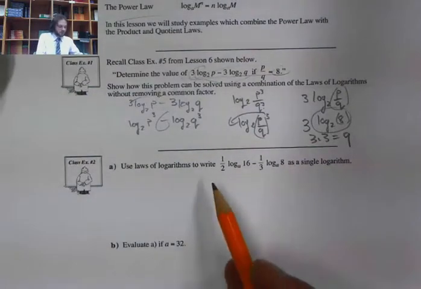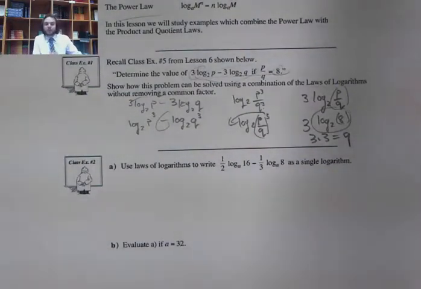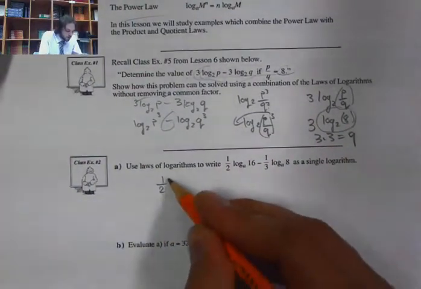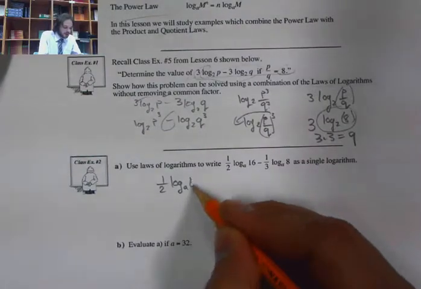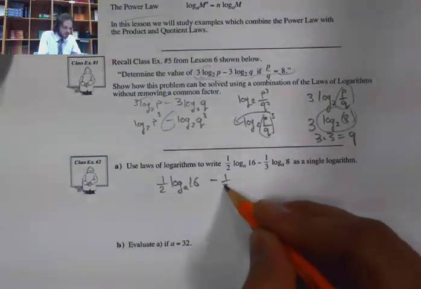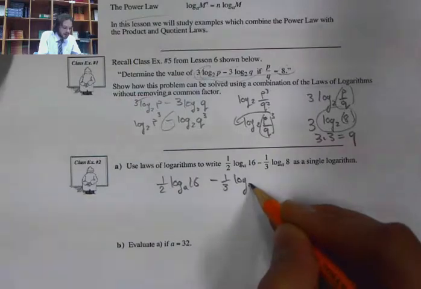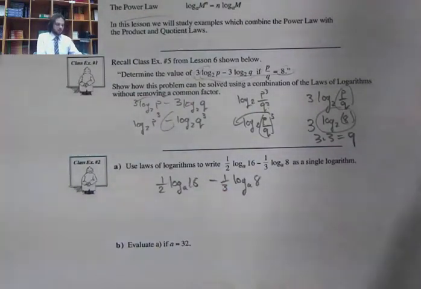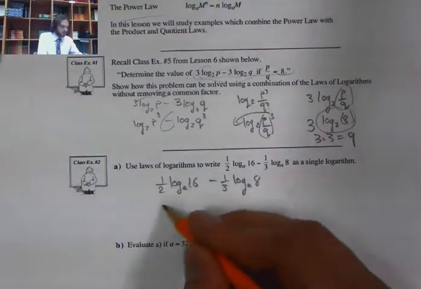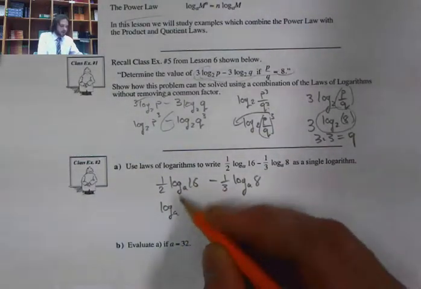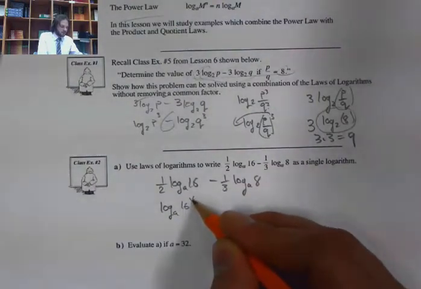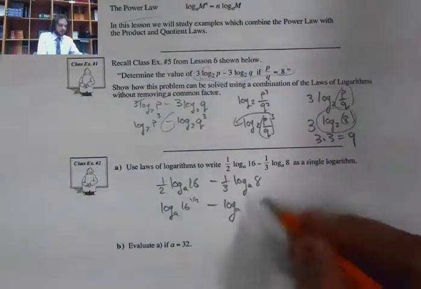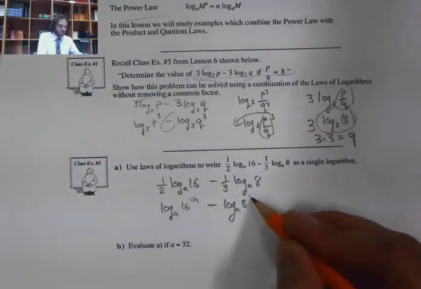Okay. So I'm going to use the laws of logarithms to write the following as a single logarithm. I'm going to go 1 over 2 log base a of 16, and we're subtracting 1 over 3 log base a of 8. So first of all, to combine these, we need them to both be logs, so I'm going to get rid of my exponents. So I get log a of 16 to the 1 over 2, and we're going to subtract log, it's in base a, of 8 to the 1 over 3.